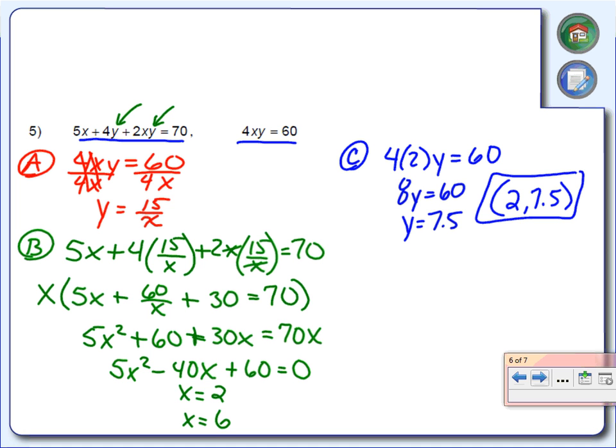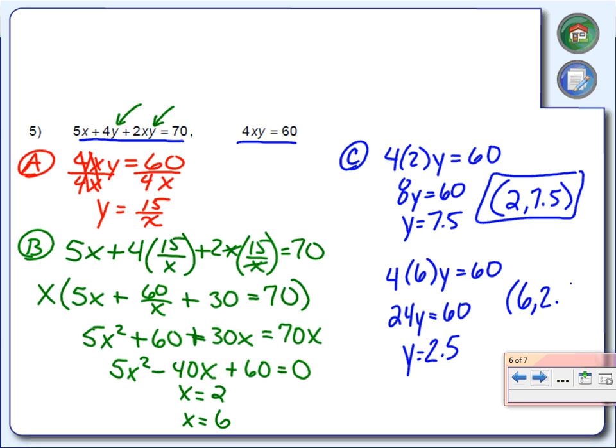Now let's do the same thing again, but this time let's plug in a 6, and let's see what we end up with. 4 times 6 is 24. So I've got 24y is equal to 60. What is 60 divided by 24? 2.5. So now I'm going to end up with the ordered pair 6, 2.5.